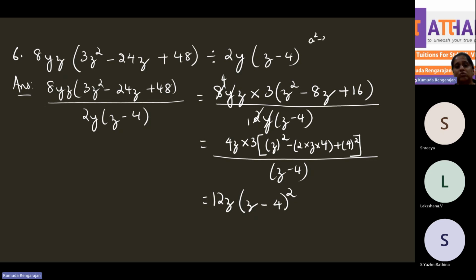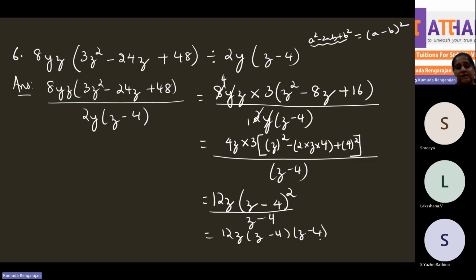a square minus 2ab plus b square. If an expression looks like this, it should be written as a minus b the whole square. So it is z minus 4 the whole square divided by z minus 4. So you can further write the numerator as 12z into z minus 4 the whole square, which can be written as z minus 4 into z minus 4. Write it 2 times.